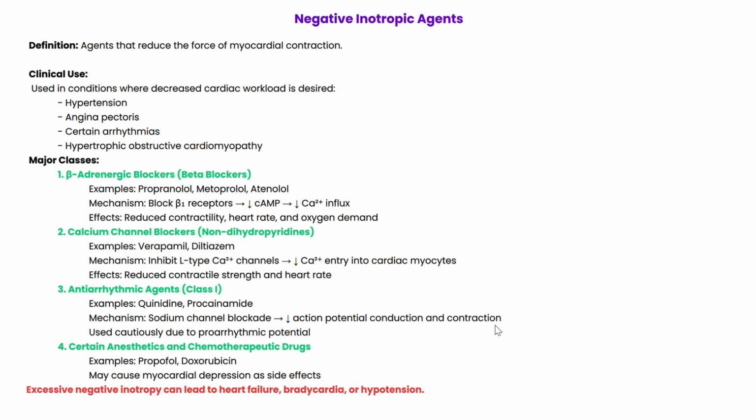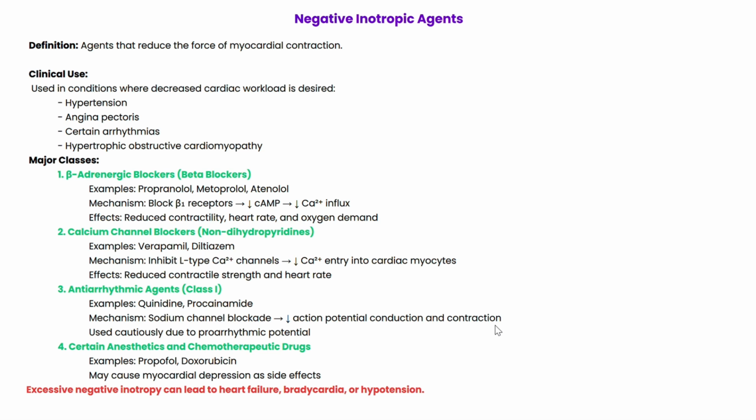Second is calcium channel blockers, non-dihydropyridines. Drugs like verapamil and diltiazem block L-type calcium channels, limiting calcium influx during the action potential. This decreases cardiac contractility and helps control heart rate, especially in supraventricular arrhythmias.